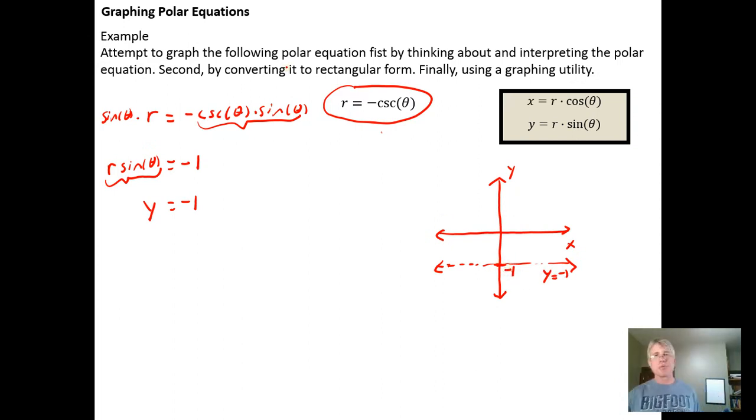So there are some examples of graphing polar equations either by thinking about what it has to be, or by converting it into rectangular coordinates, where maybe we're more comfortable thinking about what things look like. We're more practiced with it.